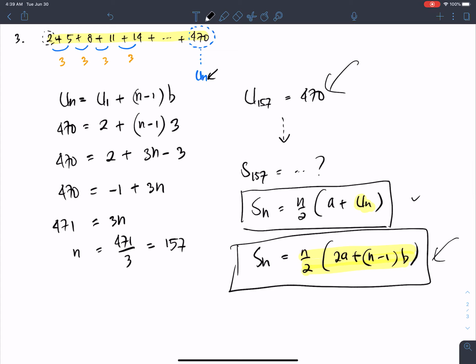So in this case, since I'm going to use this one, S157 will be 157 over 2 times a. Sorry, I use a here, it doesn't matter, it's the same, but let me just stick with u1 so that you are not confused later on.